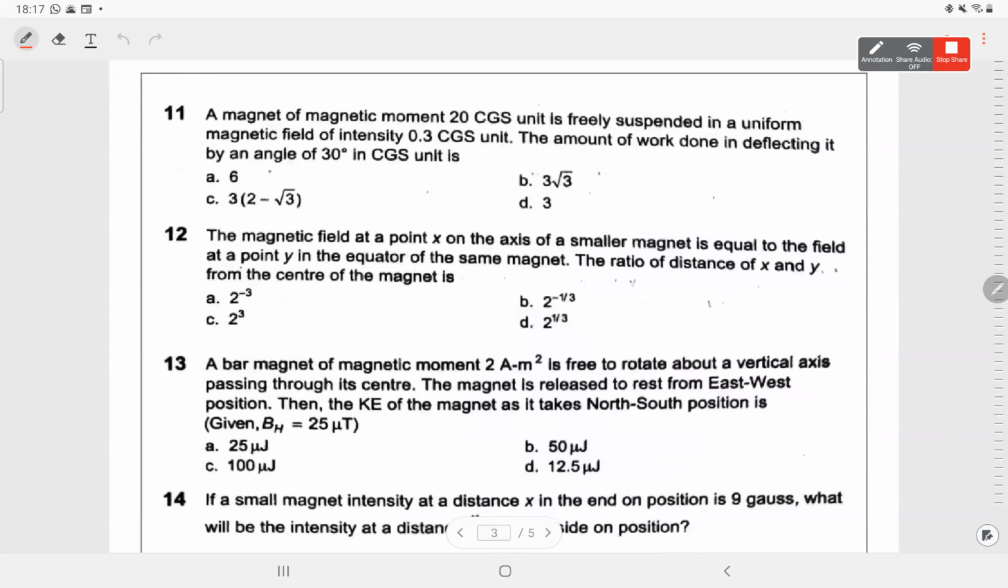A magnet of magnetic moment 20 CGS unit is freely suspended in a uniform magnetic field. The amount of work done in deflecting by 30 degree. So when it is freely suspended, again theta 1 is 0 degree and theta 2 is 30 degree. Work done in rotating is mb times cos theta 1 minus cos theta 2.